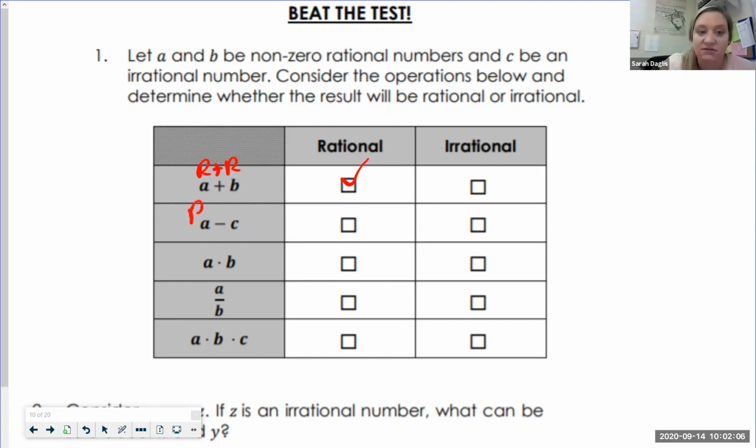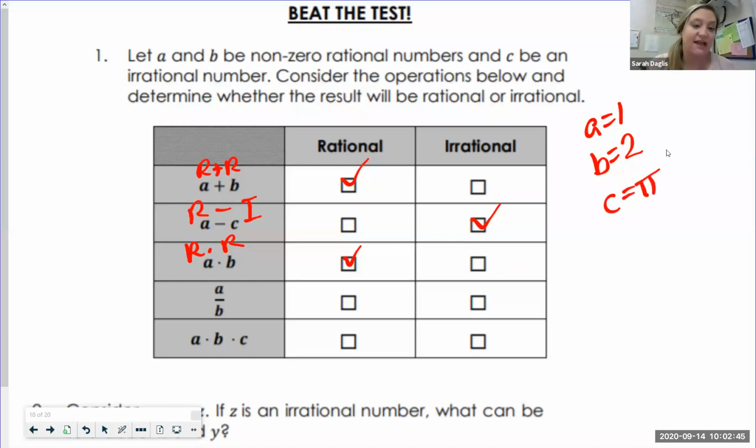The next one, A minus C. Well, A is a rational number, but C is an irrational number. So because there's one irrational in the problem, the whole thing is going to result into an irrational number. All right, my next one is A times B. So that's going to be a rational number times another rational number, which will result in a rational number. You can also plug numbers in if you're not quite sure. You could make A 1, make B 2, keep it easy. Make C pi, and that's just another way. So those are examples of rational numbers if you want to plug them in, and then you can make C an irrational number, you can use pi. If that helps you also see it.